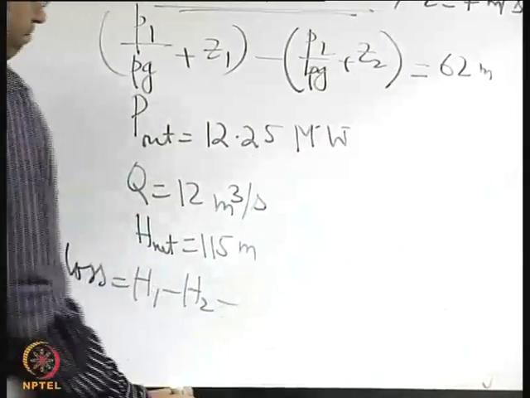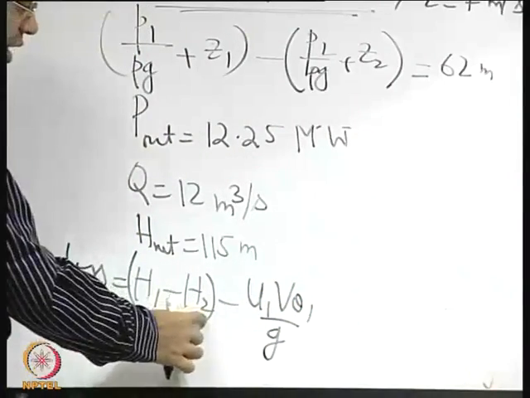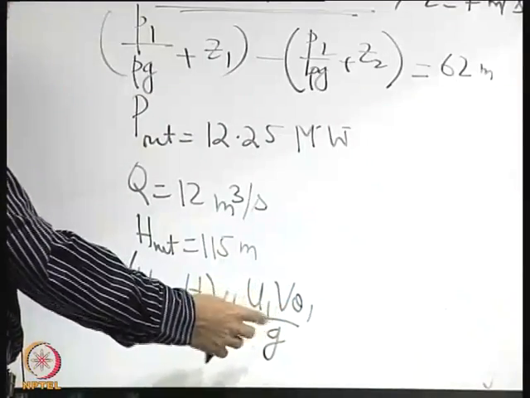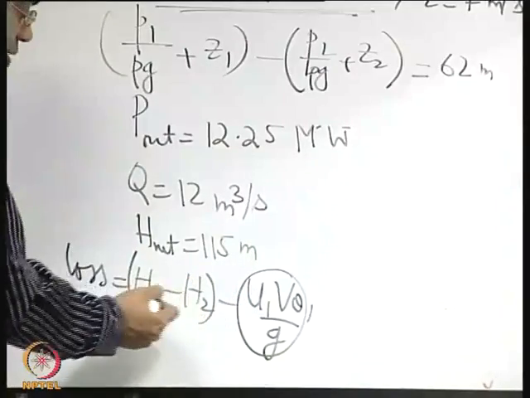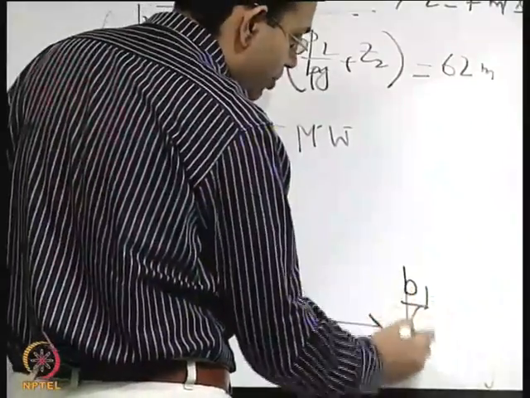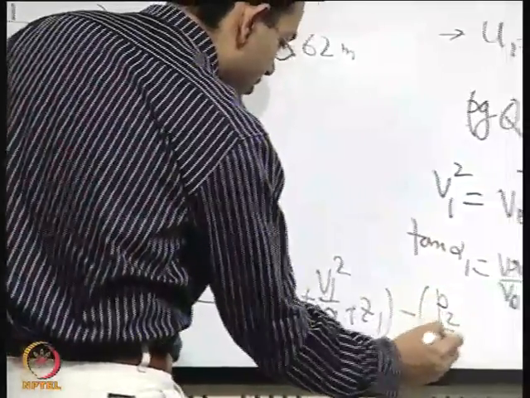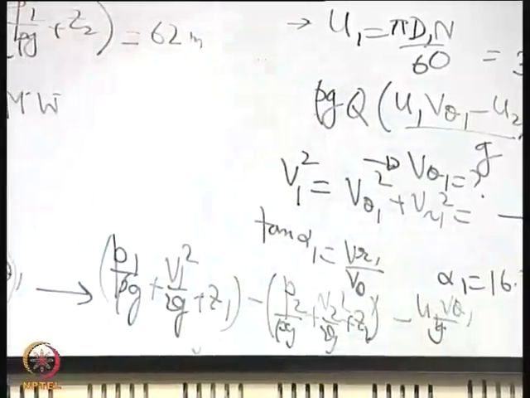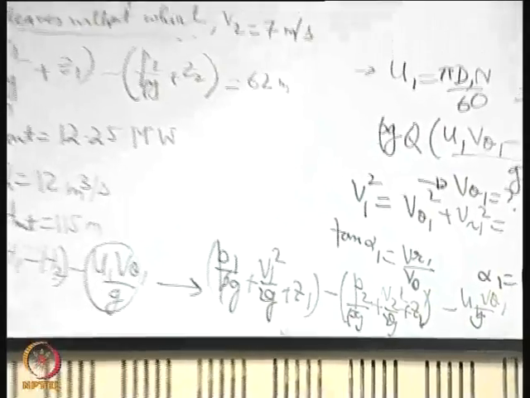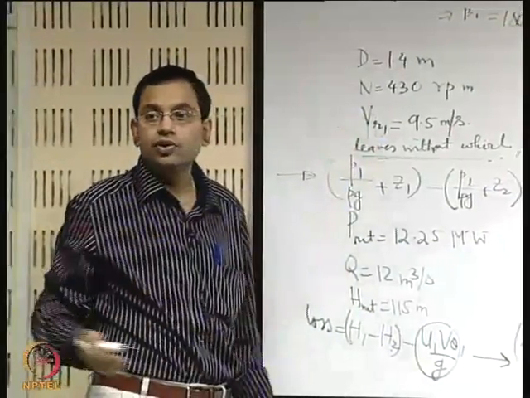What is the loss? The third part is the loss, that is h1 minus h2 minus u1 v theta 1 by g. If there was no loss, h1 minus h2 would be u1 v theta 1 by g. But because of a loss, you do not have h1 minus h2 as u1 v theta 1 by g. You know h1 minus h2 because you can write h1 minus h2 as p1 by rho g plus v1 square by 2g plus z1 minus p2 by rho g plus v2 square by 2g plus z2, minus u1 v theta 1 by g. The difference in p by rho g and z is already given.